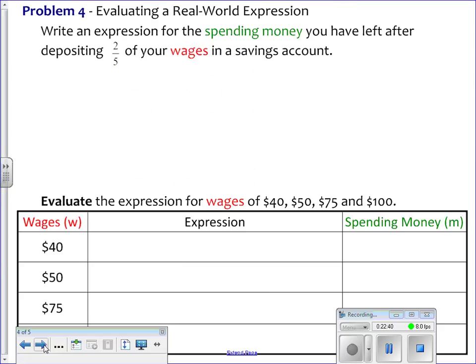Okay, last one. Evaluating a real-world expression. Write an expression for spending the money you have left after depositing 2/5 of your wages into a savings account. There are 2 expressions we can use to figure out how much money we have left.